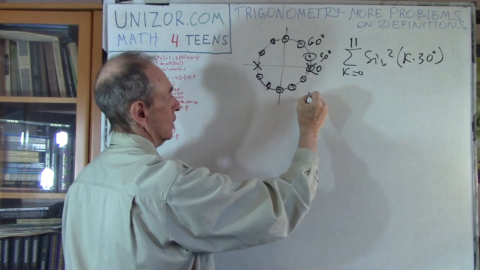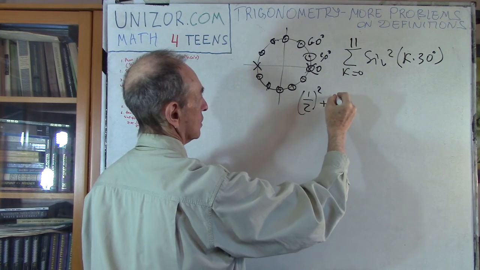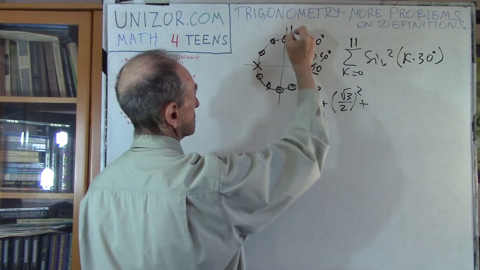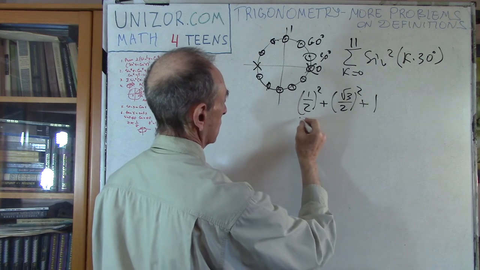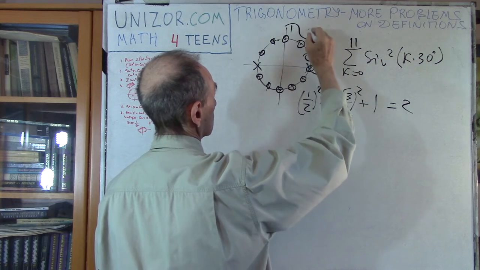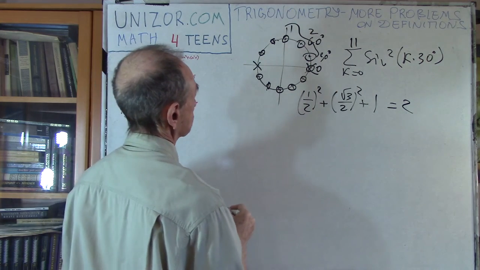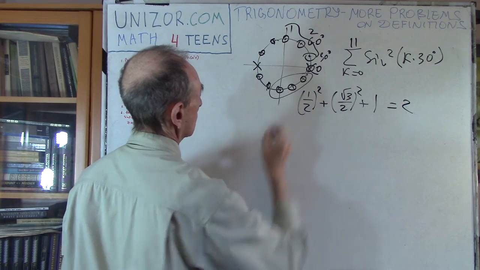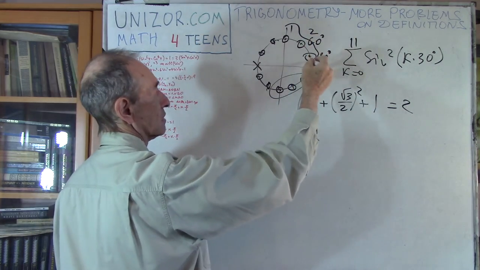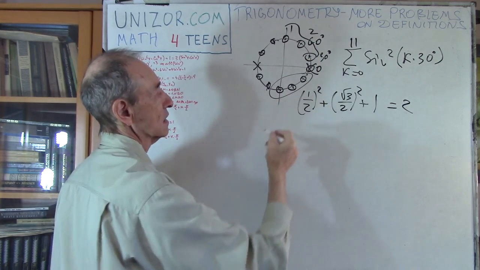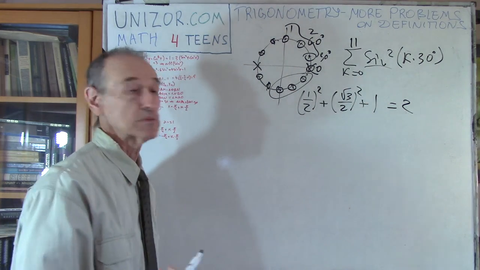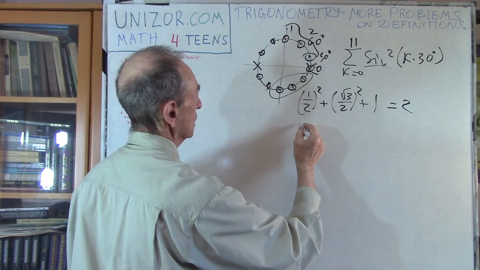Sine of 30 is 1/2, squared we have 1/4, right? Plus sine of 60 is square root of 3 over 2, squared is 3/4, plus this is 1. So what do we have now? We have 1/4, 3/4, and 1, so that's 2. So these are 2. Now, these are also 2. Why? Because the difference between sine and cosine relative to these angles, like plus 30, minus 30, plus 60, minus 60, will be in the sign, but since it's a square, the sign would be unimportant. So these are also equal to 2.